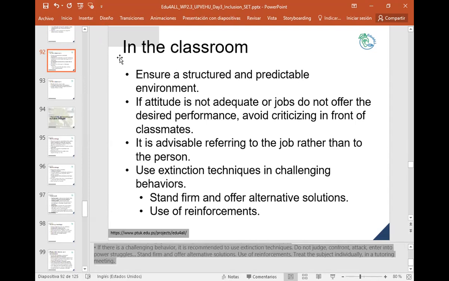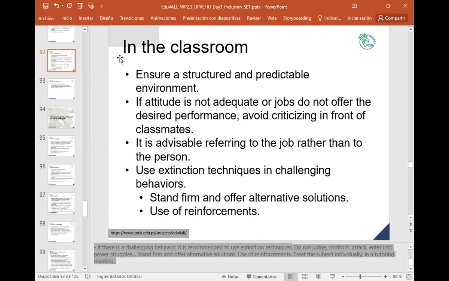In the classroom, it will be necessary to ensure a structured and predictable environment. If their attitude in class is not adequate or their jobs do not offer the desired performance, avoid criticizing them in front of their classmates so as not to damage their self-esteem. In this sense, it is advisable to refer to the job rather than to the person. For example, instead of saying you are messy, use the phrase your work is messy.